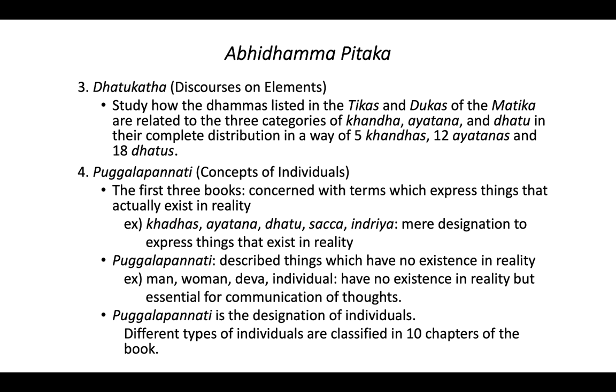Dhatukatha discusses all phenomena with reference to the three schemata, such as the 5 aggregates, 12 sense bases, and 18 elements, and seeks to determine whether phenomena are included or not included, and whether phenomena are associated or dissociated in them. There are discussions in 14 ways of analytical investigation, which constitute the 14 chapters of Dhatukatha.